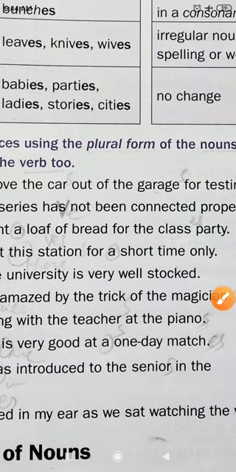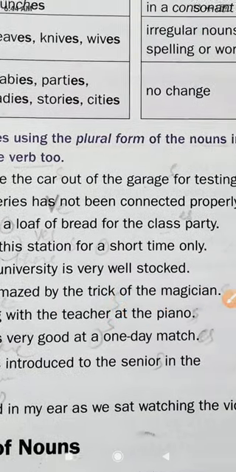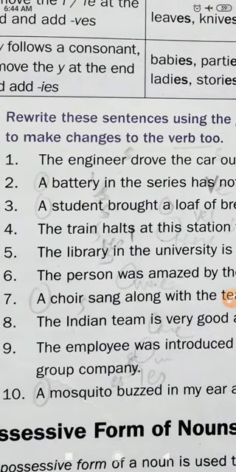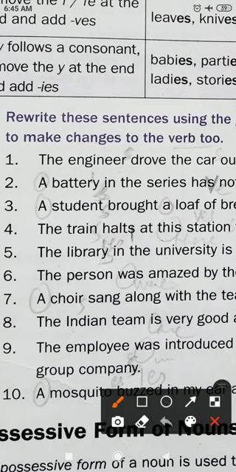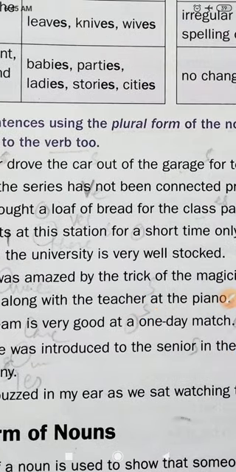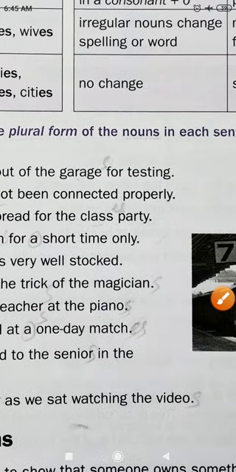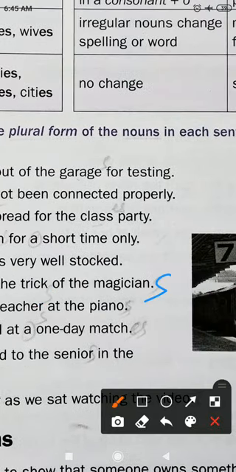Okay, now in number 6, the person was amazed by the trick of the magician. Dear students, in this sentence we write persons. We add the plural form, s, to persons. In place of was, we write were, W-E-R-E. And amazed by the tricks, we write tricks, yes. And of the magicians, we also add s in magicians.